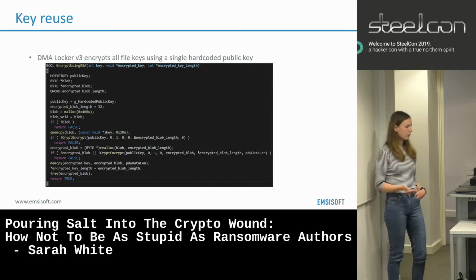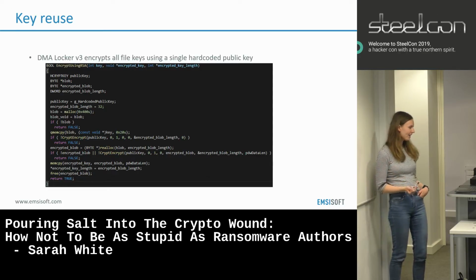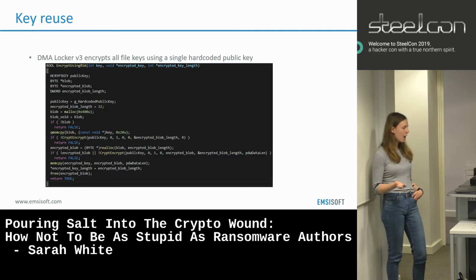DMA Locker, again, had a third try at ransomware. They fixed the key generation flaw in the third iteration of the ransomware, but however, they still made a mistake. They didn't get it completely right. Each per-file key is encrypted using the same public static key that is shared between each campaign. And this is then stored in the encrypted file.